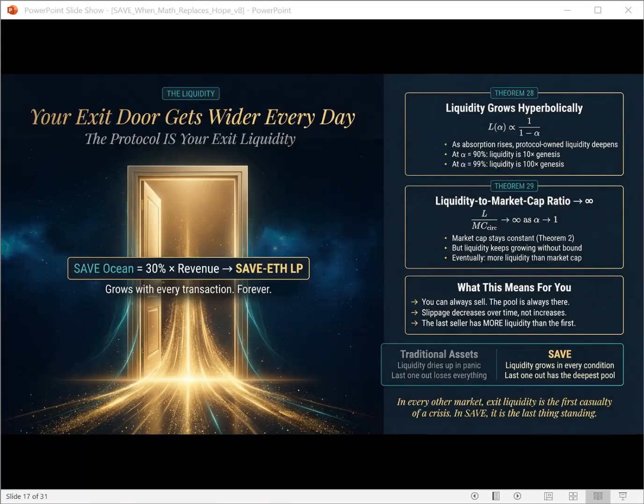It does not just stay adequate, it trends towards infinity. The protocol does not just provide exit liquidity, it is the exit liquidity. And it gets deeper every single day. This is the opposite of most DeFi protocols, where liquidity mining incentives dry up and the pool slowly empties. And in FLAT, the pool fills faster the longer the protocol runs.